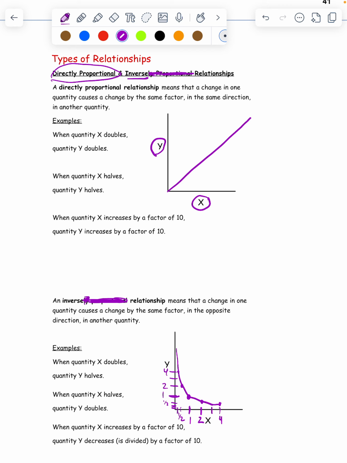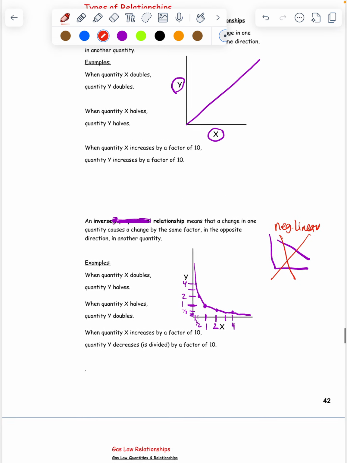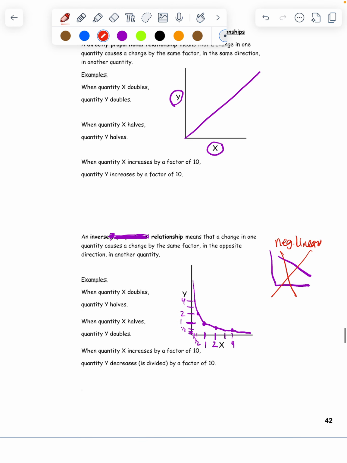So an inverse relationship, they often try to see if you know this shape. They kind of try to trick you, and they'll give you ones like this, and they'll say, is this an inverse relationship? And the answer is no. That's negative linear. That's different than inverse. Inverse takes this curve shape, so be on the lookout for that. So that's a little bit of the background knowledge we need for the gas laws.